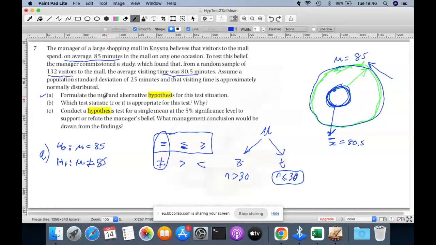All right, so that's question B. For question B, we are going to use the Z stat because our sample size is well above 30. There's our sample size here, it's 132. So it's bigger than 30, hence we're going to use the Z statistic.